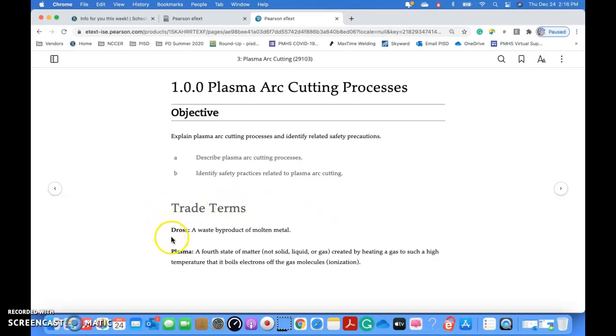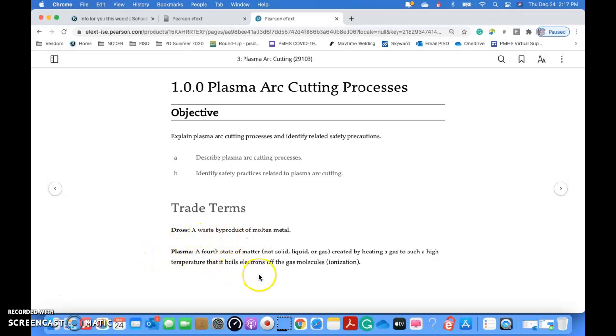The trade term that we're going to cover is dross. We know what dross is. We talked about it with oxyfuel cutting. It's a waste byproduct of molten metal. So whether you're cutting plasma or whether you're cutting oxyfuel, the waste byproduct is called dross. In welding, we call it slag, what we chip off of the weld. And a lot of people want to say slag when they cut with oxyfuel or plasma, but in fact, the correct word is dross. It's a trade term. You got to know it. It's a test question, not slag.